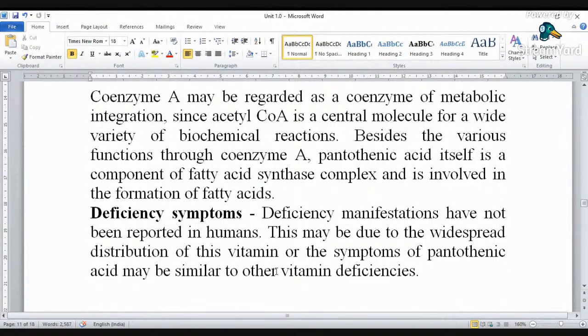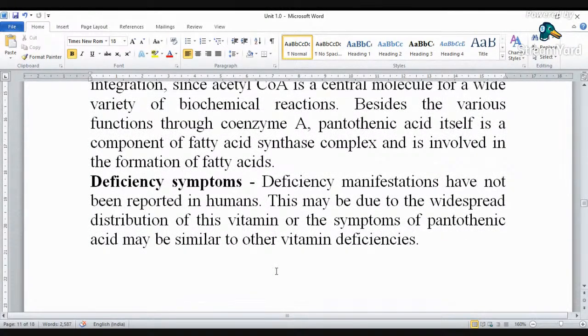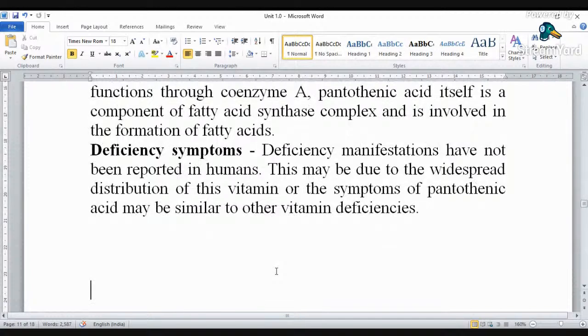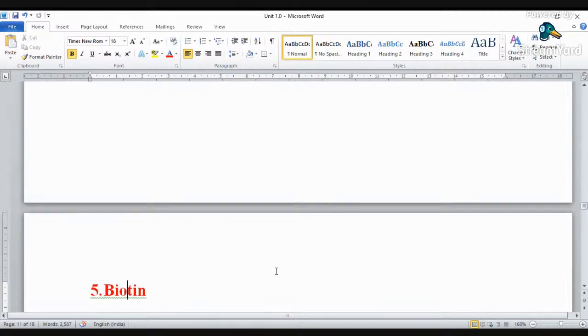Deficiency diseases. Deficiency has not been reported in humans. This may be due to the widespread distribution of the vitamin. व्हिटॅमिन जो जो प्लांटमध्ये ॲनिमलमध्ये प्रेझेंट असतं त्याच्यामुळे व्हिटॅमिन डेफिशियन्सी साधारण होत नाही. So this is pantothenic acid.